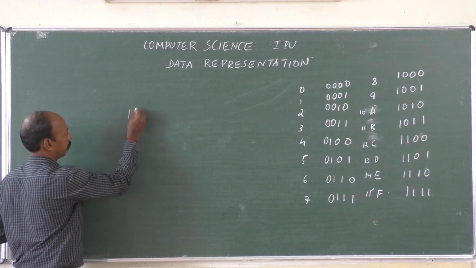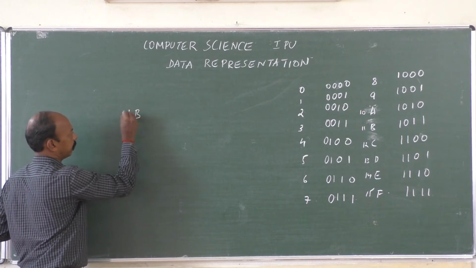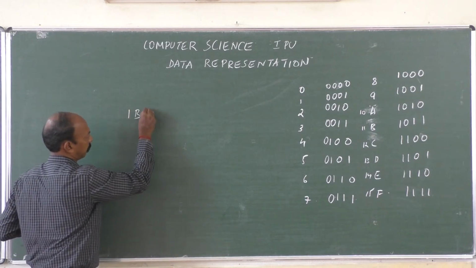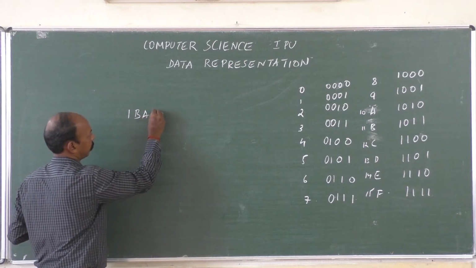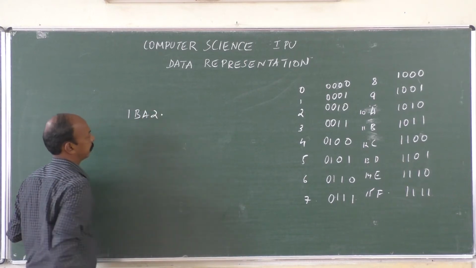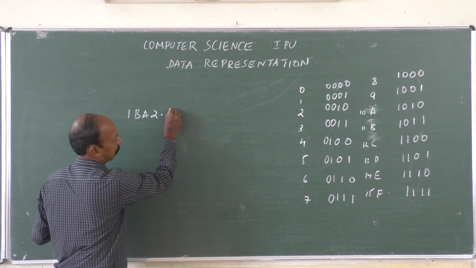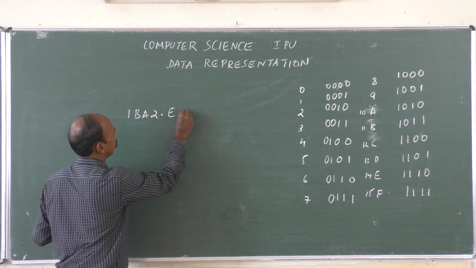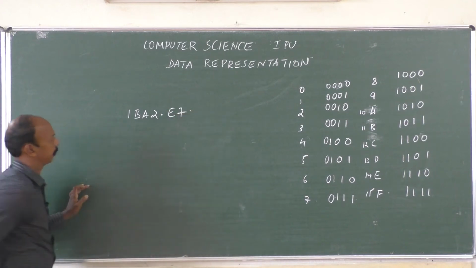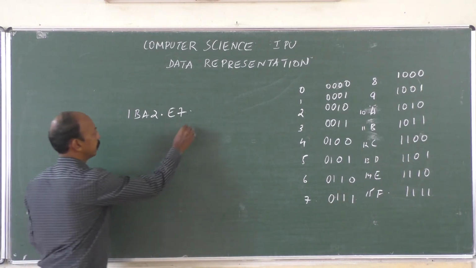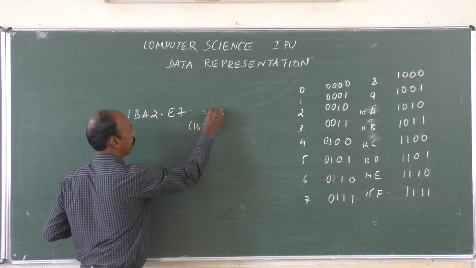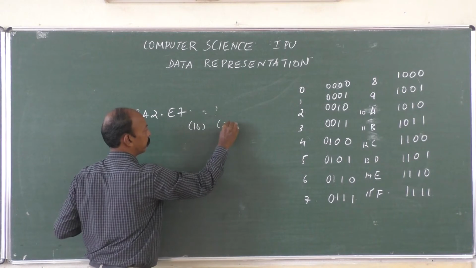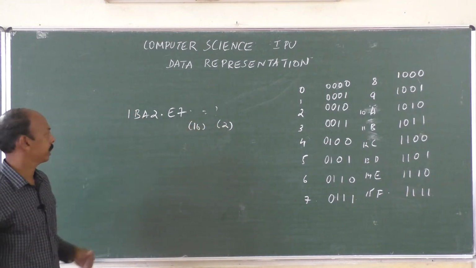1 B A 2 point E 7 to the base 16 is how much to the base 2? Directly write, let us write it.